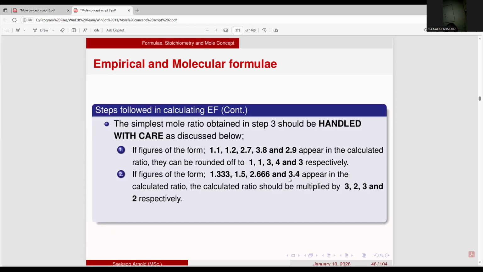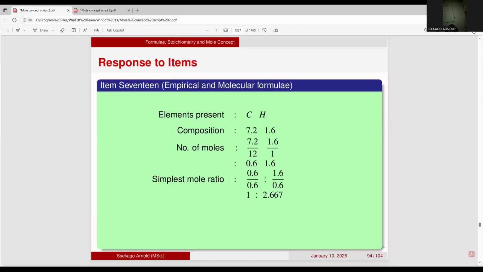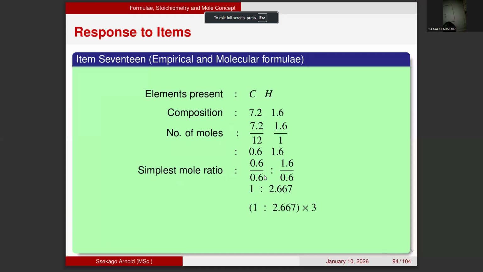Now, this is where we are. 0.4, you multiply by 2. Now, we are on 0.66, you multiply by 3. Therefore, going back to my item, we shall have the following. So I multiply throughout by 3. If 3 multiplies with a 1, I get a 3. If it multiplies with 2.667, I get 8.